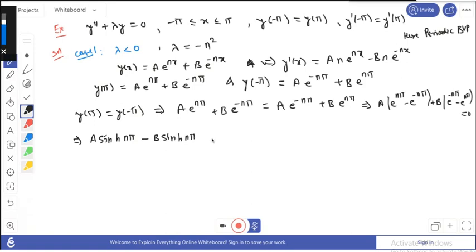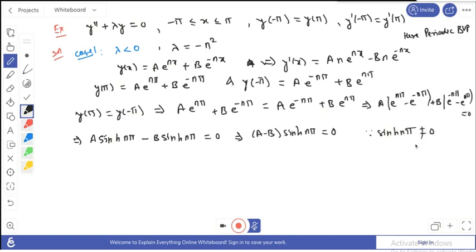Okay, so that equals 0. So this implies (a minus b) sinh(n pi) equals 0. Okay, so since sinh(n pi) is not equal to 0, this implies a minus b equals 0. So we get a and b are the same.